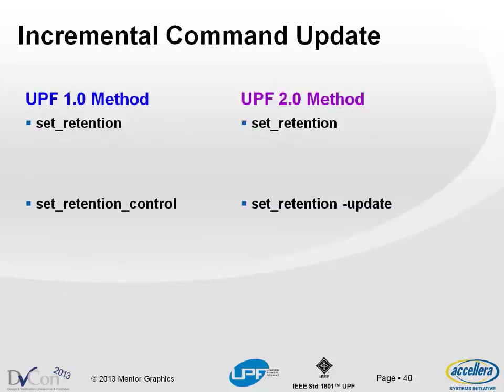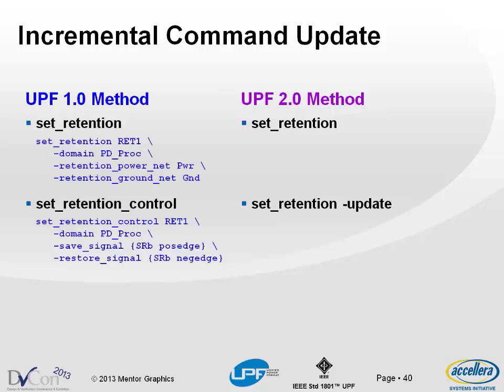A last couple of comments. In 1.0, we had two places where two commands were necessary: set retention and set retention control, and set isolation and set isolation control. For example, set retention came in those two places. This was kind of an arbitrary division between the aspects of retention specification. And in fact, this is now gone in 2.1.